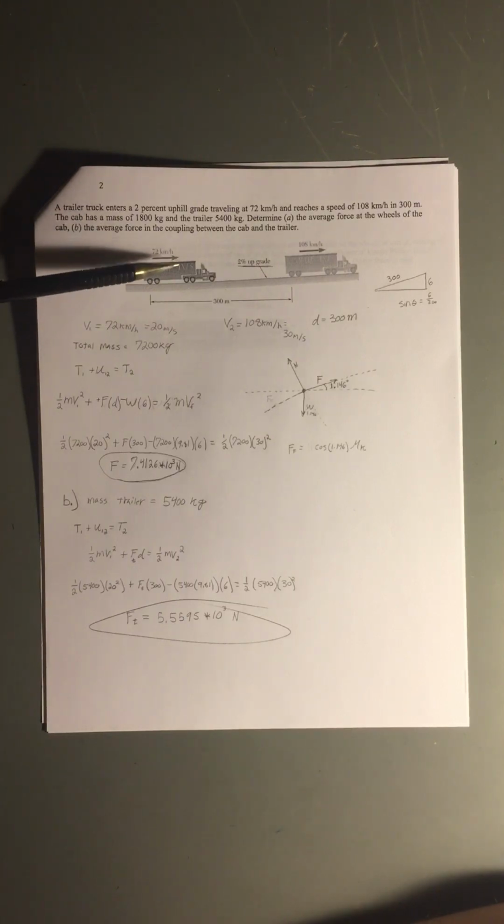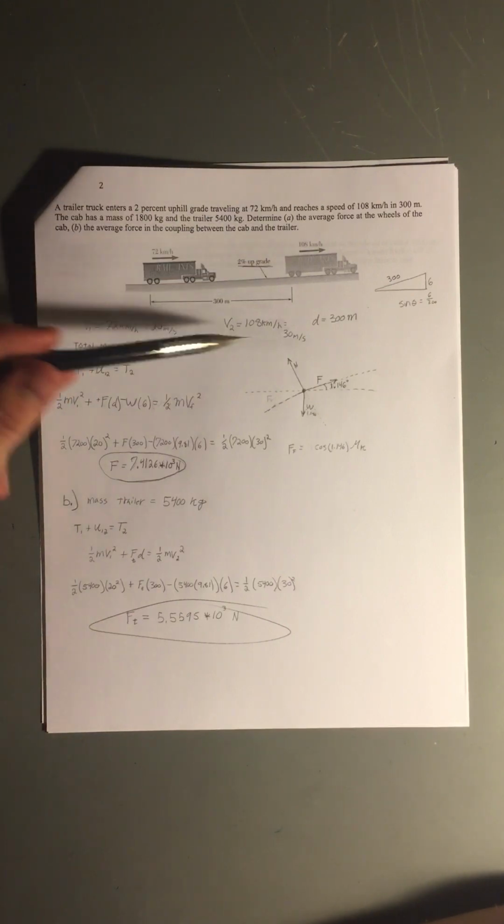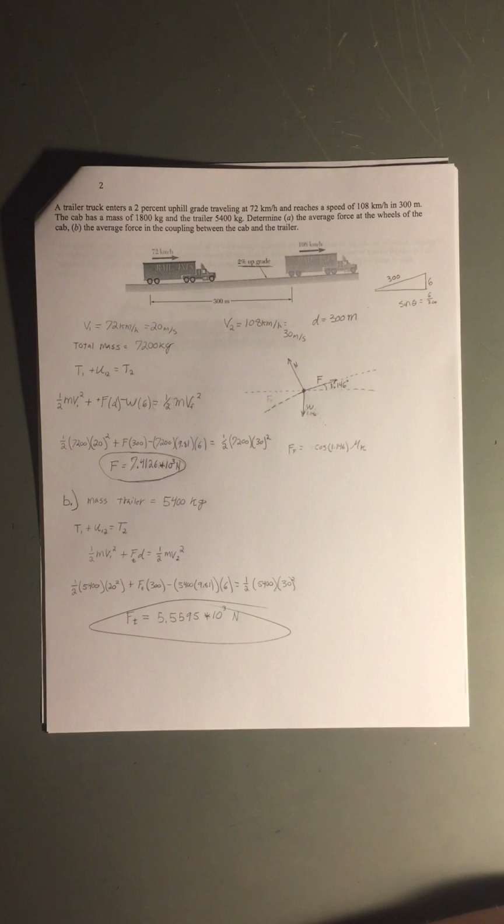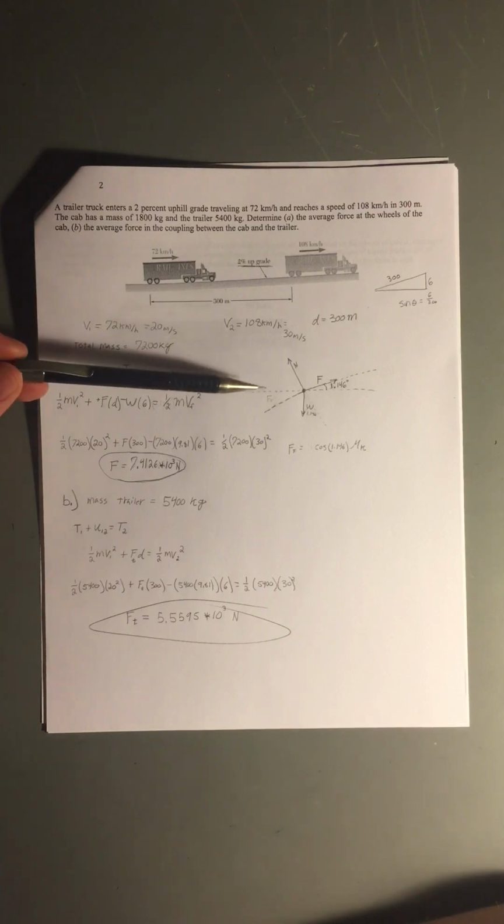It gives us the speed at point A and point B, so I converted those to meters per second so we could use them in the standard unit with everything else. Then I drew this free body diagram here.